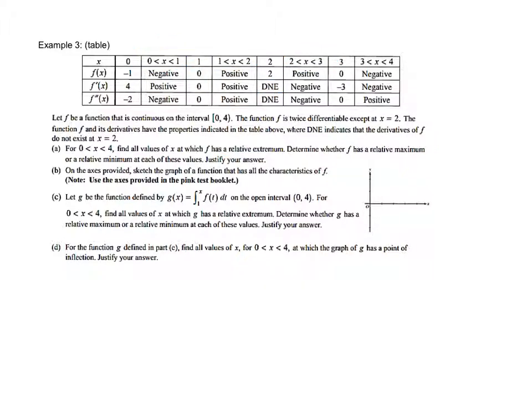Alright, next one. Let's get rid of this work here. Part B says, on the axes provided, sketch the graph of the function that has all the characteristics of f. So use the axes provided in the booklet. You would have done that. I'm going to do it right on this little one. I actually think I might blow it up a little bit. Let's try drawing it here. So this is 0. They have 1, 2, and negative 1, negative 2, and then 4.